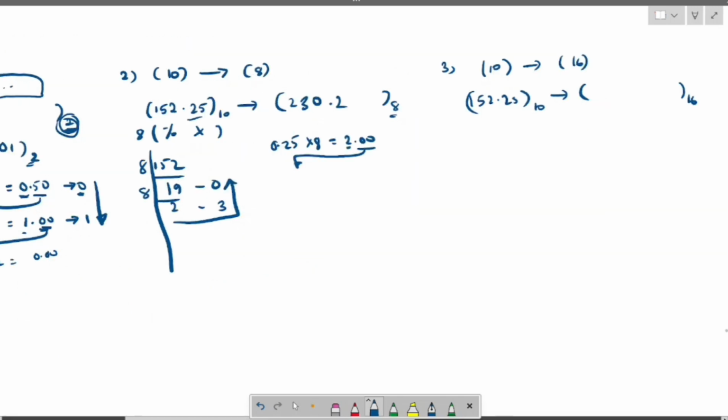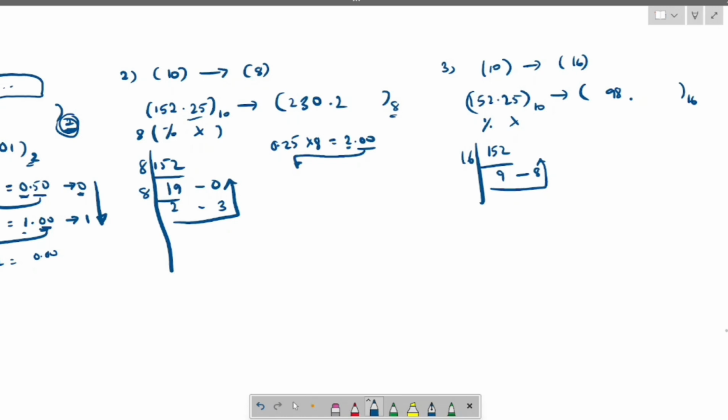Next, same thing, divide with 16, multiply with 16. Okay, 152 when divided with 16 it is 9 and remainder is 8. So write in the reverse order, like 98 point, and 0.25 into 16, it is 4.00. Okay, write the 4 directly here because after multiplying 00 with 16 there will be no use, right? So this is how the conversion is from decimal to other number systems.